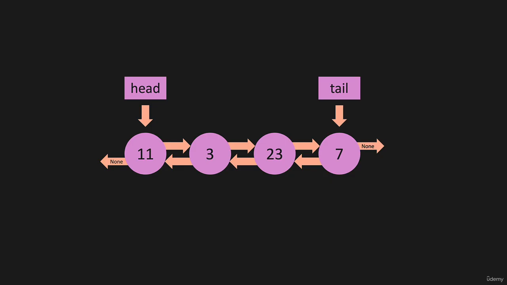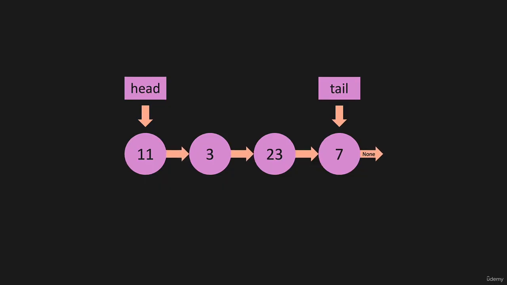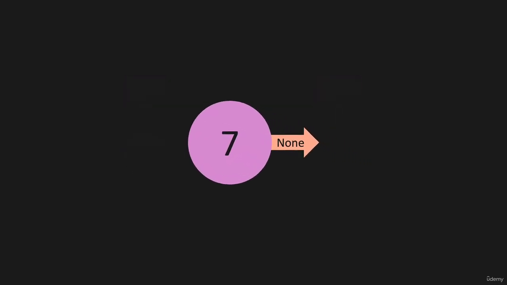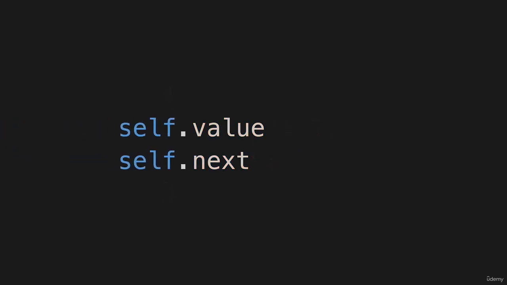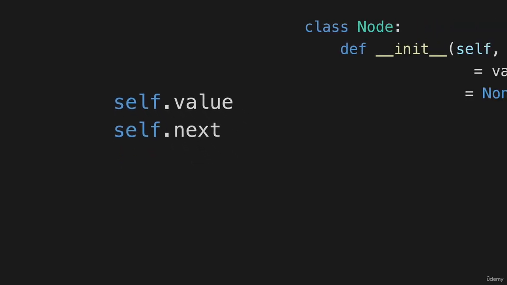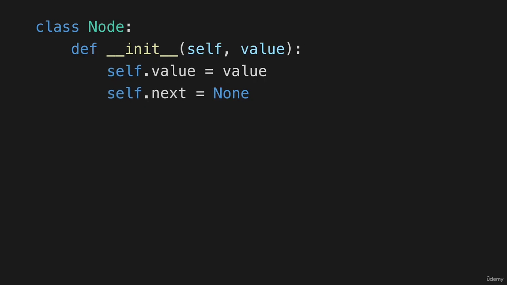So the first thing we need to do, just like we had with singly linked lists, is we need to create a node. So I'm going to start out with a singly linked list node like this. And remember, that looked like this. And in the constructor, we had self.value and self.next in order to create this. So our constructor looked like this.